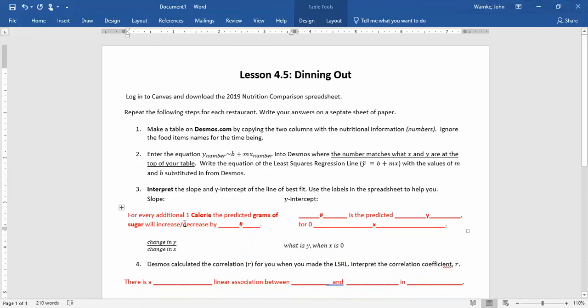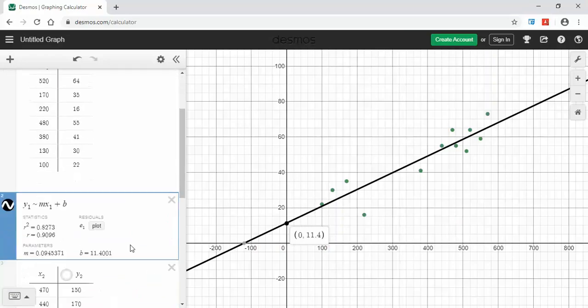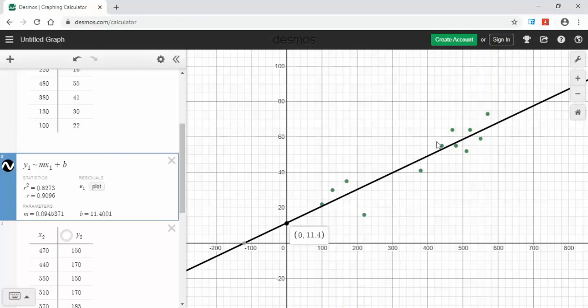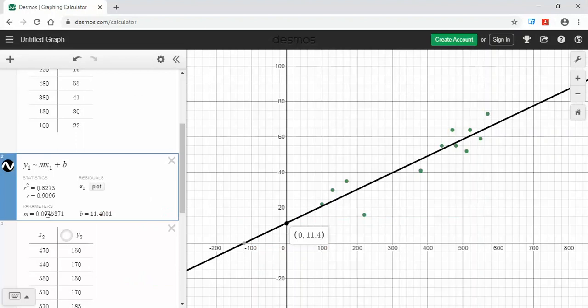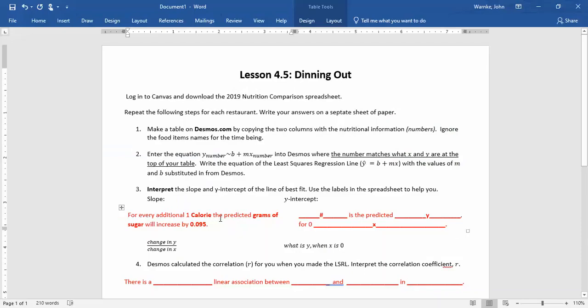So we need to choose one of these. Is our slope going up or down? Is our slope positive or negative? Because our slope is positive, as we go from left to right, that increases. We're going to get rid of that decrease right there. Those are just the two options that you'll see. And then we have the number. What is the number that we're looking at? Well, we said that was 0.095. So that's how we interpret that number. That 0.095 per calorie, that is the predicted grams of sugar will increase by 0.095.